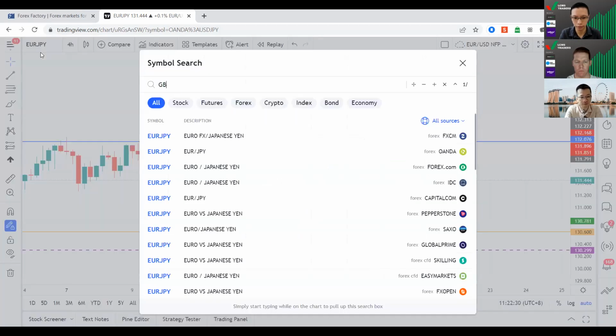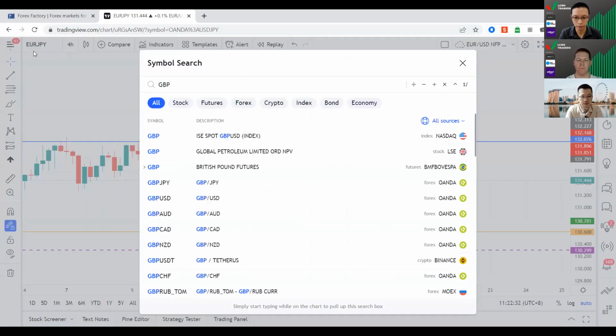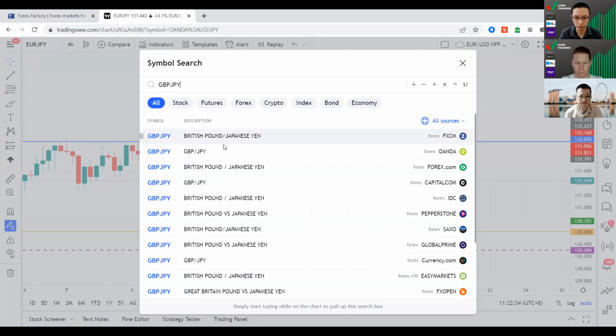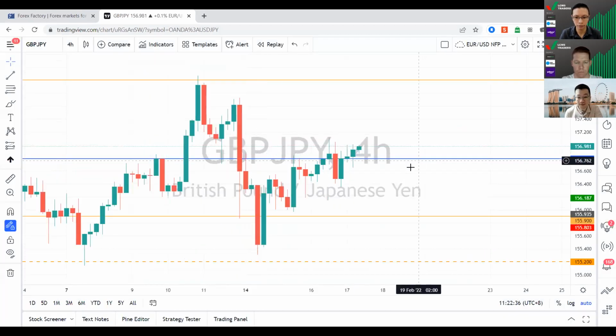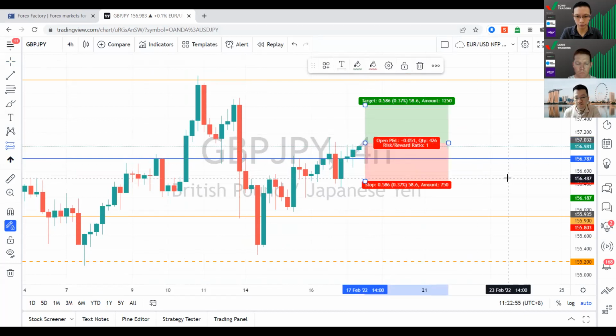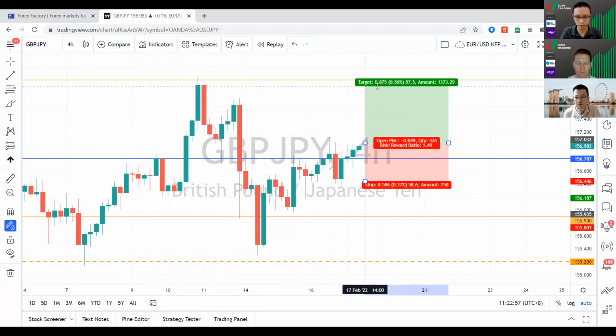Same thing with the pound yen. I really like how it has tested and rejected that 156.80 level. I think this will be a bit less of a waiting period. This will be a bit more immediate, where you could be looking for that buying opportunity towards that 158 level.